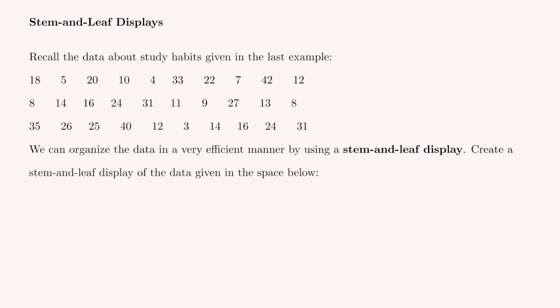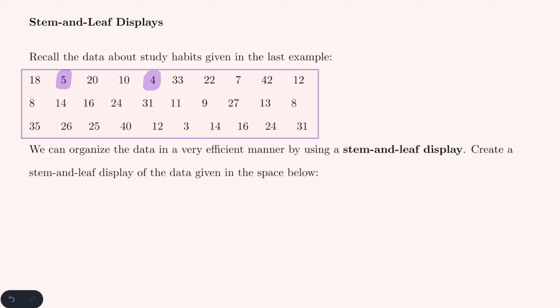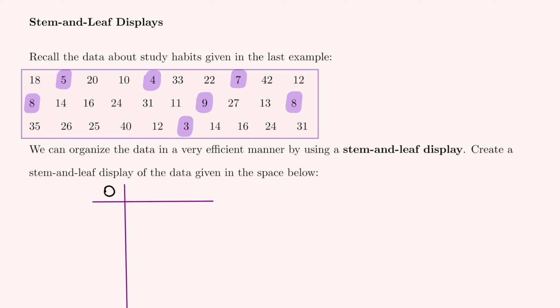Let's practice another example using stem and leaf displays. We recall the data given from our previous example where we had the hours spent studying. We had these 30 data points, and let's organize these using the stem and leaf display. So we always begin by saying, how many digits are there less than 10? Let's select those. And to represent those digits less than 10, we start with a 0 in our stem and leaf display, and let's list them from smallest to greatest.